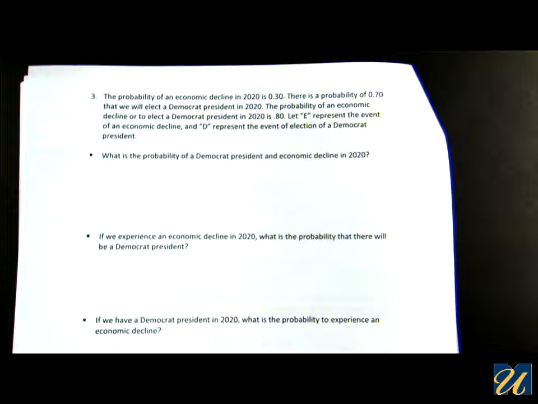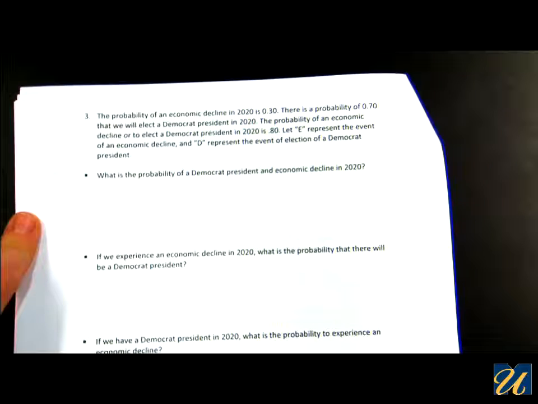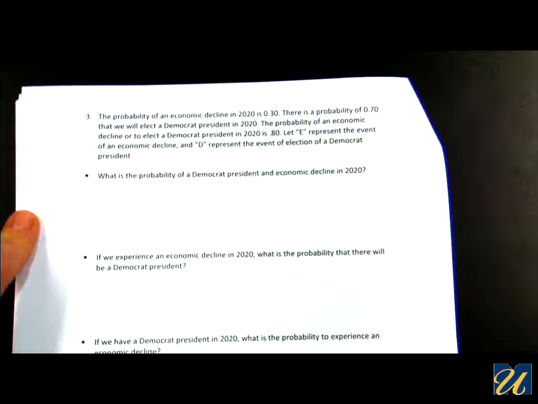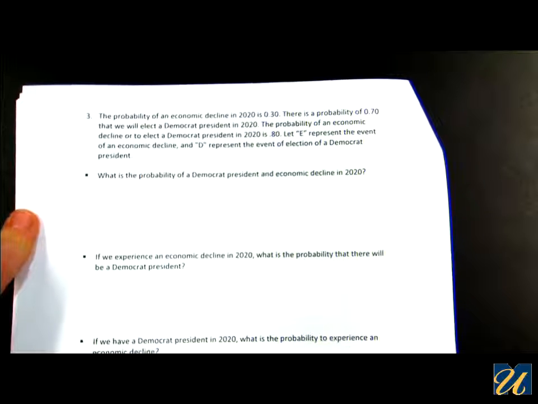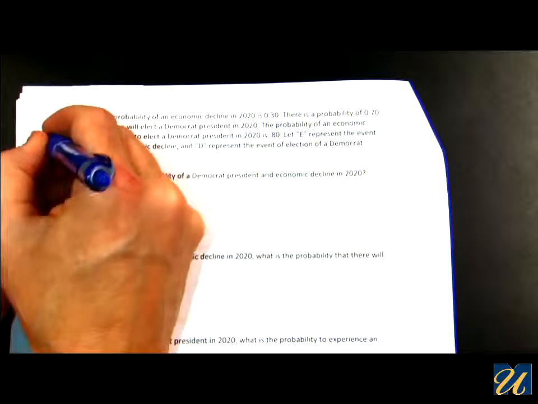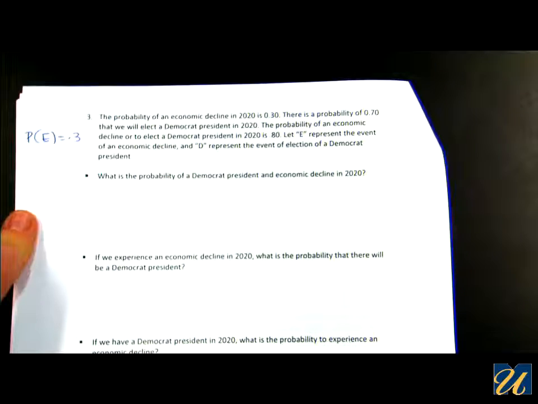Now, for problem number 3, the probability of an economic decline in 2020 is 0.3. There is a probability of 0.7 that we will elect a Democrat president in 2020. The probability of an economic decline or to elect a Democrat president in 2020 is 0.8. Let E represent the event of an economic decline, which in this case is 0.3. And let D represent the event of election of a Democrat president.